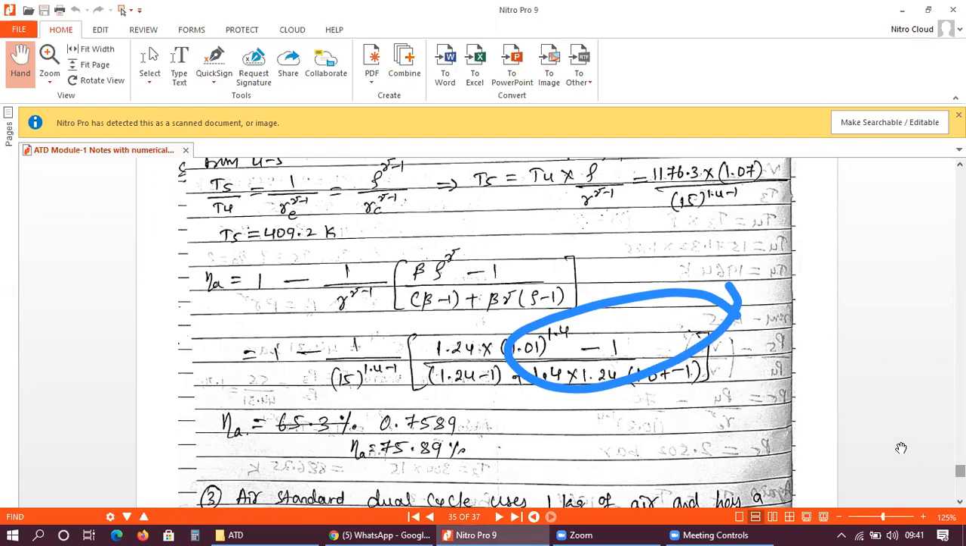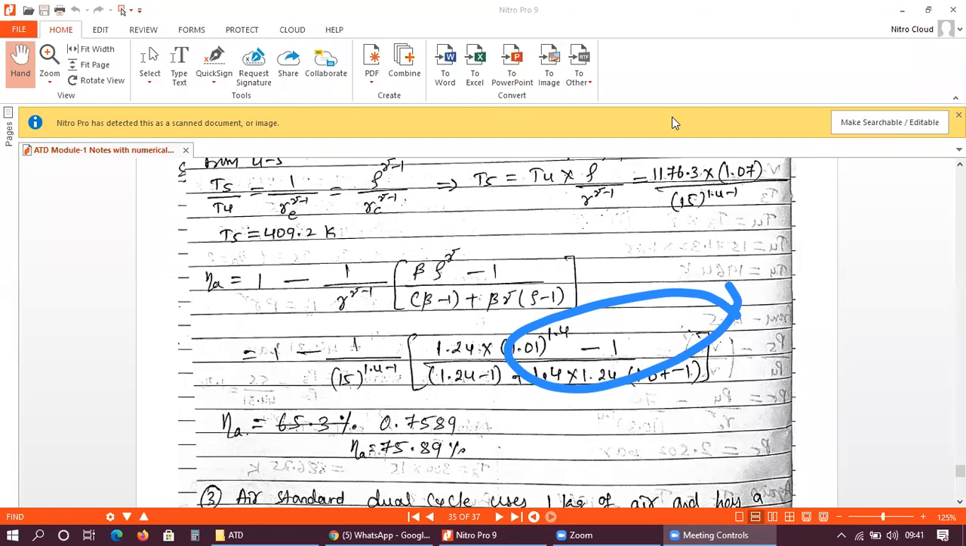Okay, if you are having any doubts, you can ask me. Tomorrow we will go with the third numerical of this dual cycle. If possible, tomorrow we will try to finish both the third and fourth numericals. Okay. Is there any doubt? Sachin, Yasin, any doubts? No, sir. No, sir.